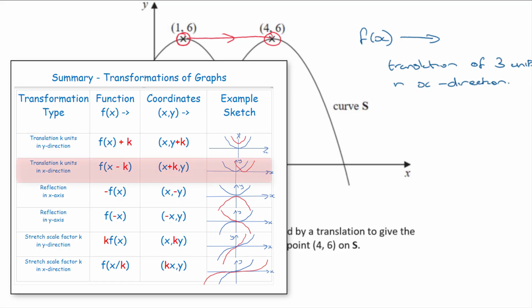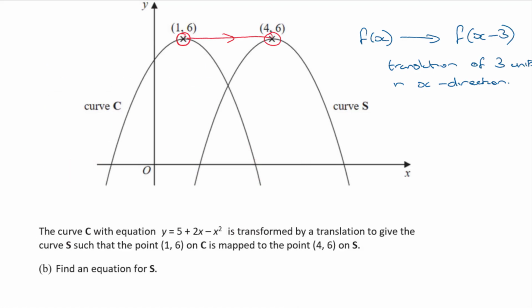Now if I pull back up my handy list of all the types of transformations there are, you'll see that for a translation of k units in the direction of x, f of x goes to f of x minus k. So that means this one is going to go from f of x to f of x minus 3. So this is f of x goes to f of x minus 3, a translation of 3 units to the right in the direction of x.